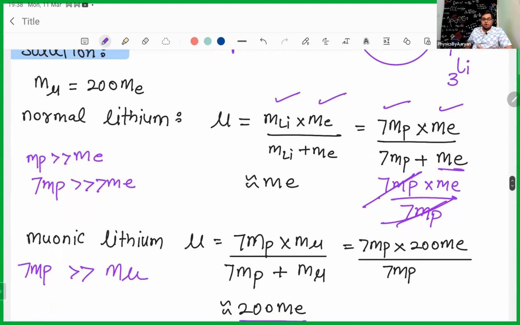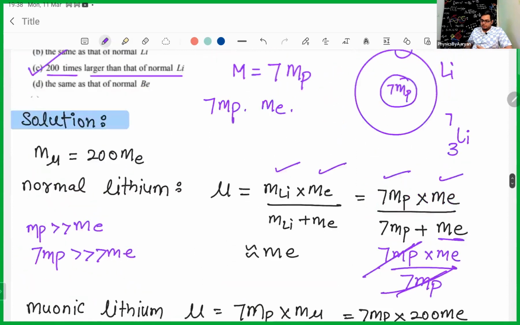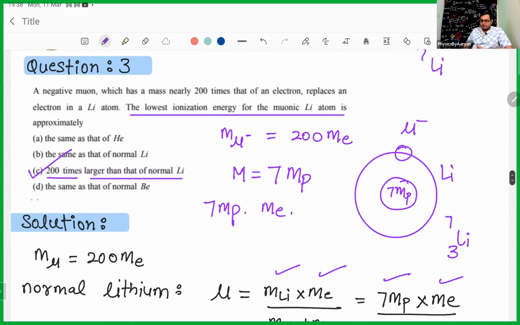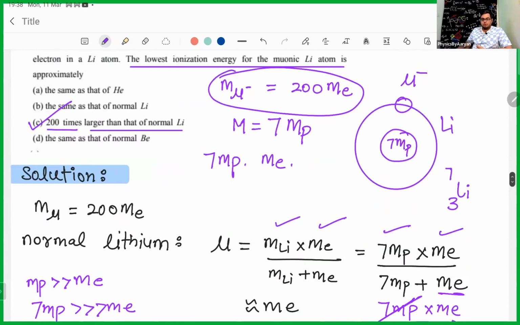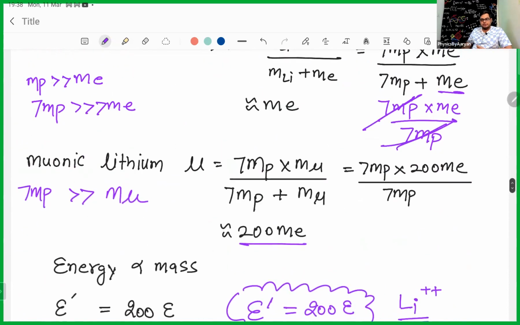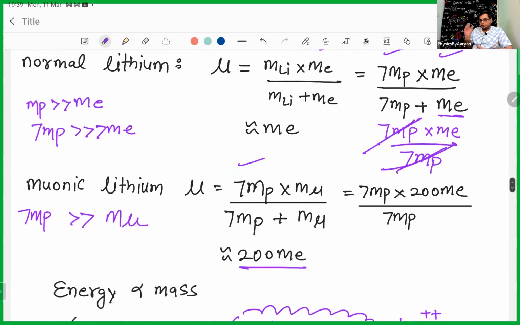Now I have a muonic lithium. In muonic lithium, what happens is I have placed a muon here instead of the electron. And it is given to me that the mass of the muon is almost 200 times the mass of the electron. So now we calculate the reduced mass of muonic lithium. So again, what will be the mass of the nucleus? 7 times the mass of the proton, because I have not touched the nucleus.